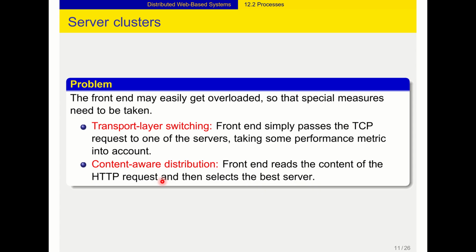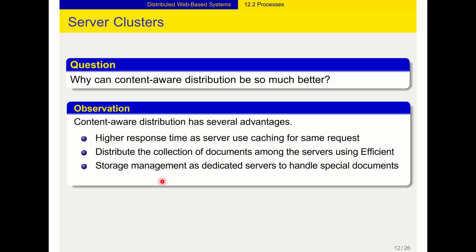So for example, if there is a video request, it goes to a server with high speed disk, and an image request goes to a server optimized for it. So why would content aware distribution be so much better? Of course, it's because it has several advantages.